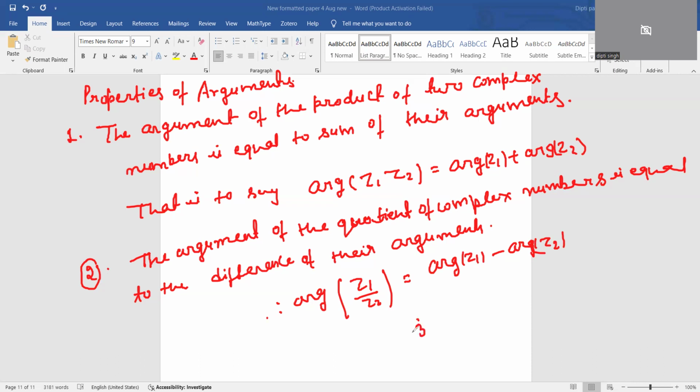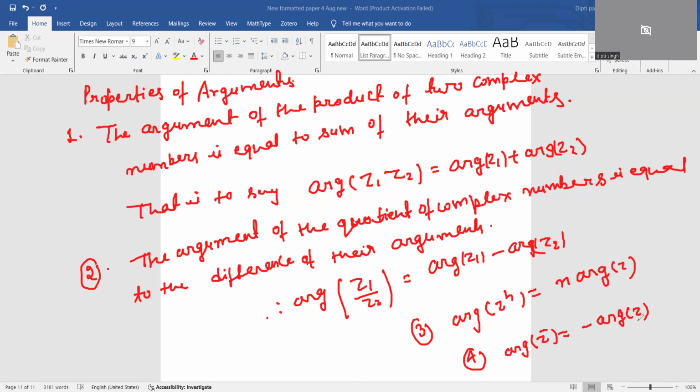Third is that argument of Z to the power n will be n into argument of Z. Fourth one, argument of Z bar will be minus of argument of Z. Fifth one, argument of 0 is not defined. So these are the properties of argument.